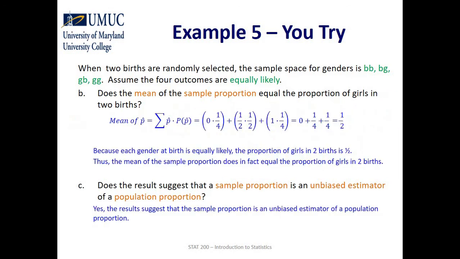Okay, so I'll just show you the answer here now. Because each gender at birth is equally likely, the proportion of girls in two births is 1/2. Thus, the mean of the sample proportion does in fact equal the proportion of girls in two births, which is what we found. So that's what we're getting at when we're talking about sampling distributions and sampling proportions. Now, part C: does the result suggest that a sample proportion is an unbiased estimator of the population proportion? And yes, it does. This result suggests that the sample proportion is an unbiased estimator of the population proportion.